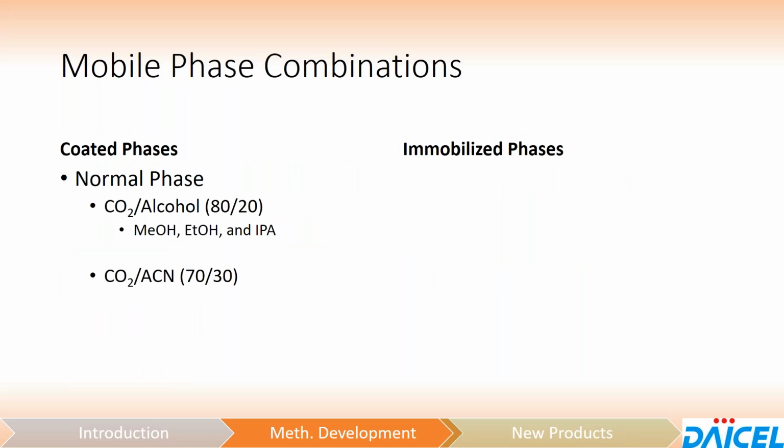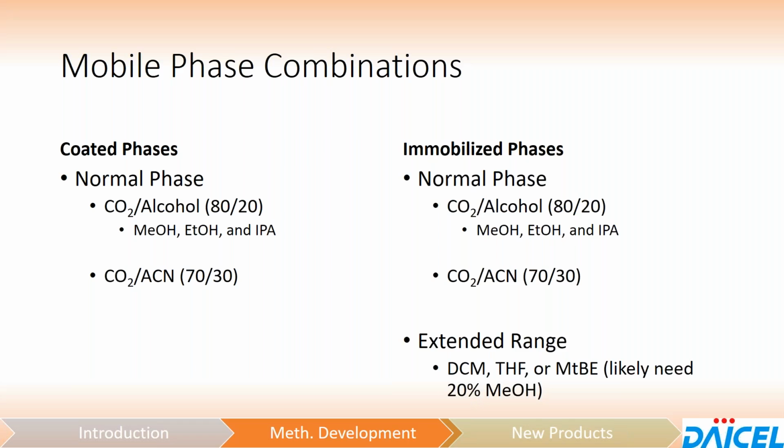The mobile phase combinations, as I mentioned before, obviously going to be different. This is SFC, so supercritical CO2 is your primary mobile phase component. It's essentially the hexane of your normal phase separations. So we'll be screening for the coated phases, CO2 alcohols including methanol, ethanol, and IPA. And we can also look at acetonitrile as well as a modifier.